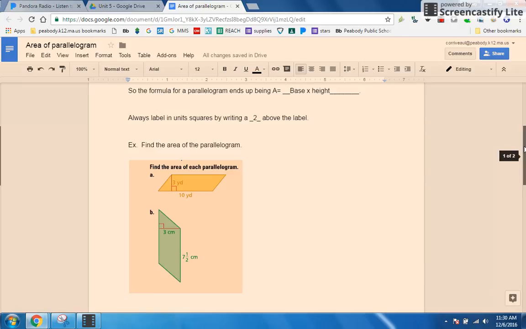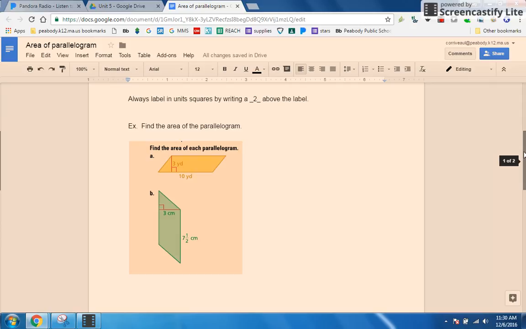So pause and try these two. You're literally just multiplying the two numbers that you see, the base and the height. The little square is just showing you that the base and the height form that 90-degree right angle that I was talking about. So pause, try those two.